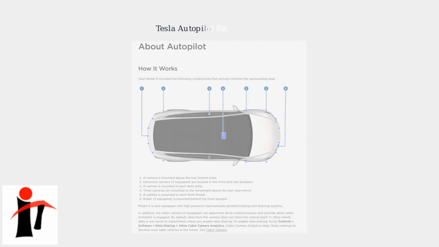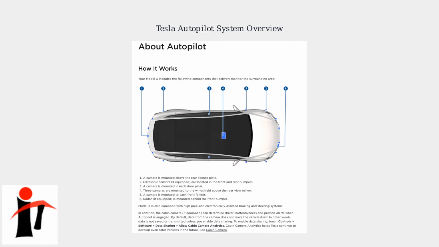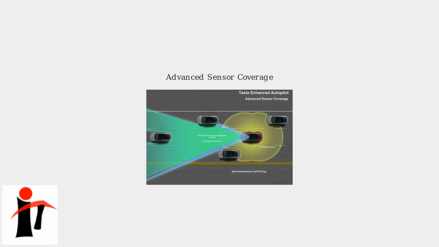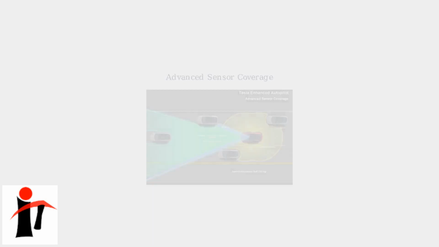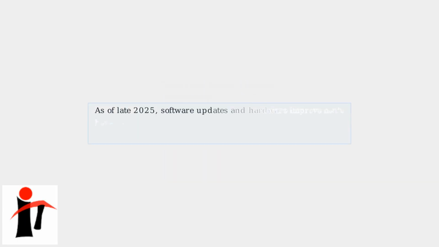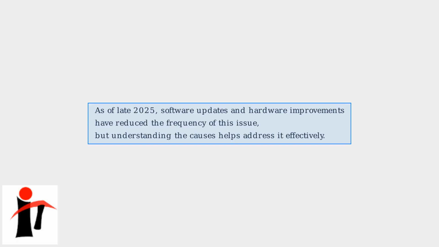The vision system uses 8 external cameras to provide 360-degree coverage for autonomous driving features. These cameras work alongside ultrasonic sensors and radar to detect obstacles and maintain safe driving. Cameras are strategically placed around the vehicle for optimal visibility and safety monitoring. As of late 2025, software updates and hardware improvements have reduced the frequency of this issue, but it's important to understand the underlying causes to address it effectively.